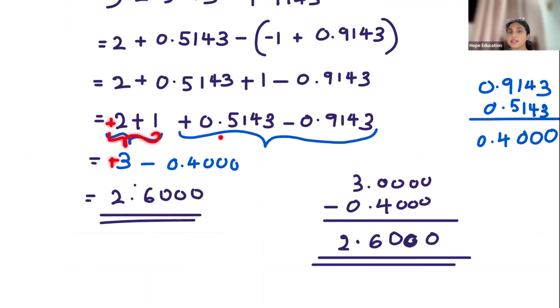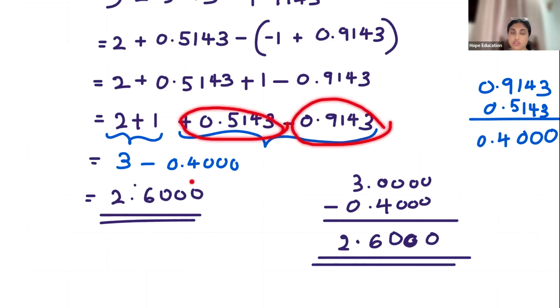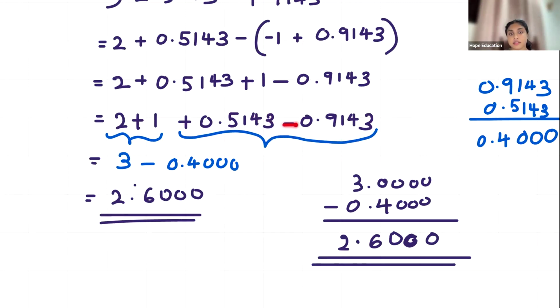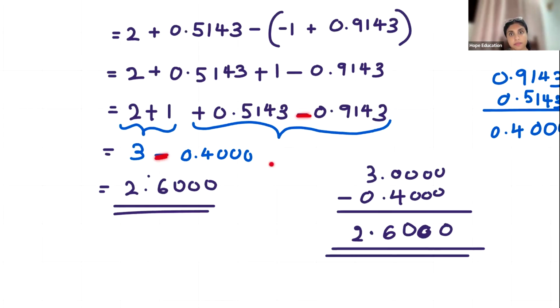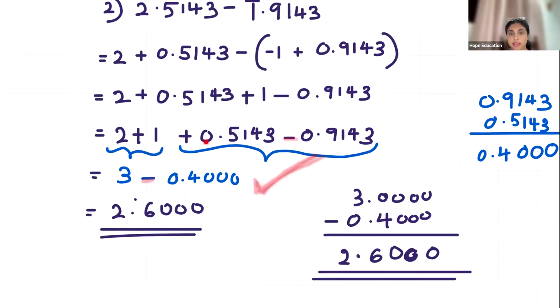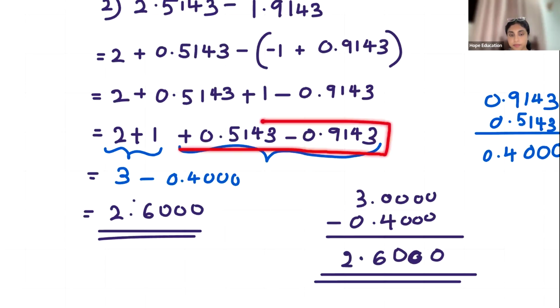Here now there are different signs. When adding and subtracting different signs, we subtract the small number from the big number, then we get 0.4000. And we put the sign of the big number. The big number is this one, and its sign is minus. So I put minus. Is that step clear? Which part is not clear? Okay.